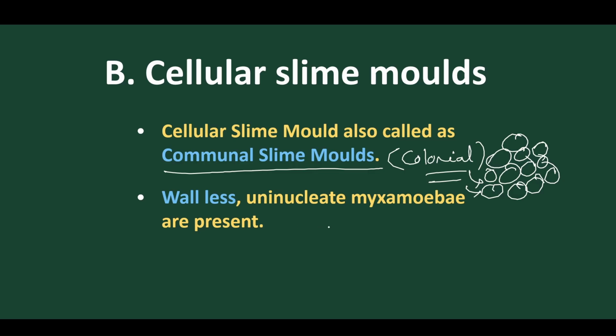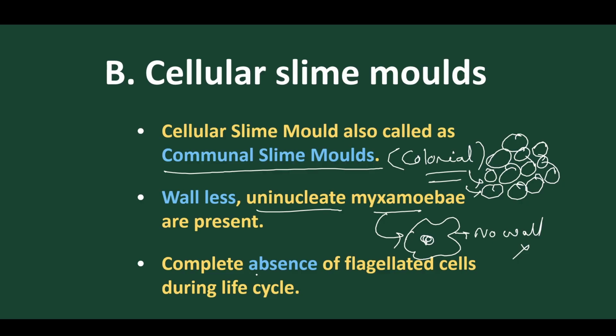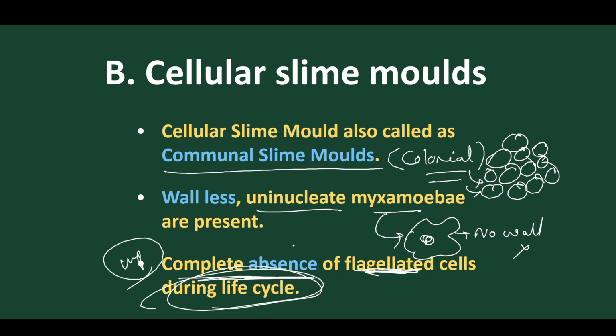They don't have a wall. They are uninucleated and are called myxamoebae, so they are myxamoeba-like structures. They are uninucleated. No cell wall is present, and there is a complete absence of flagella. They don't have flagella in their life cycle. This is a very important question: in cellular slime molds, no flagella is found in the life cycle.